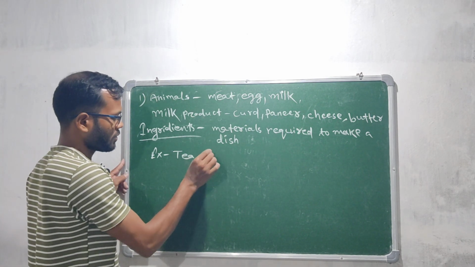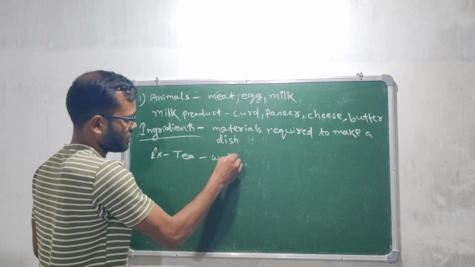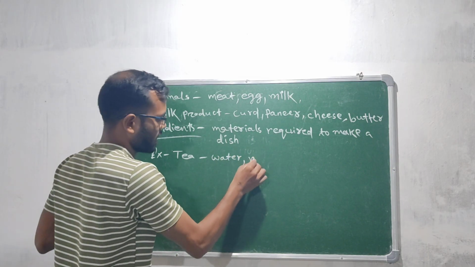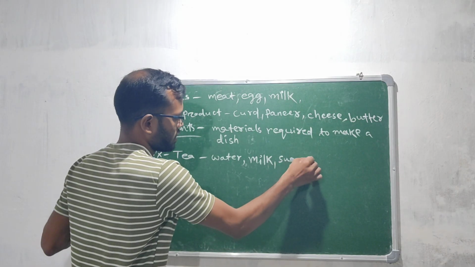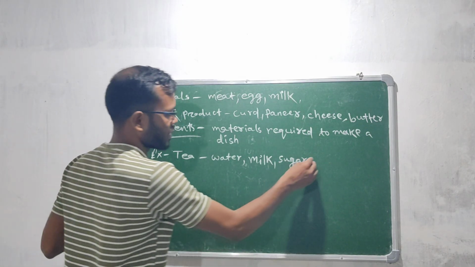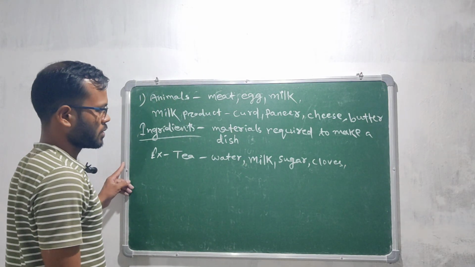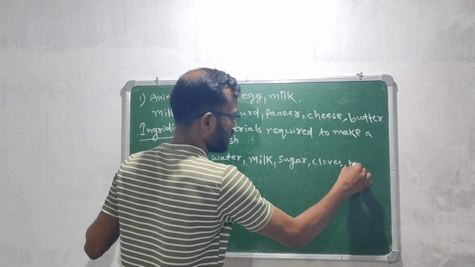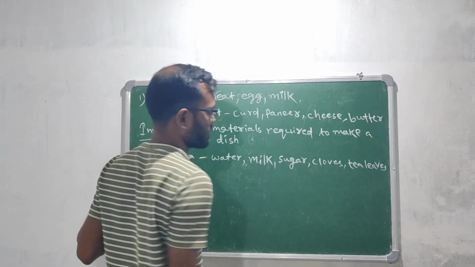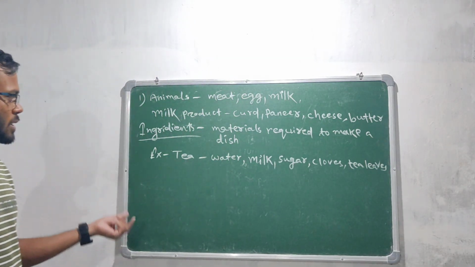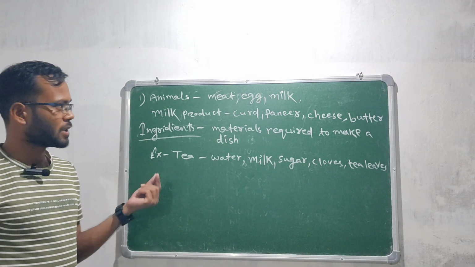What are the things that are required to prepare the tea? First one is water. We need water. Then milk. Then sugar. Then cloves. We also use cloves. Okay, and the tea leaf, which is very important. This is the main important ingredient. So these are the ingredients required to make tea.